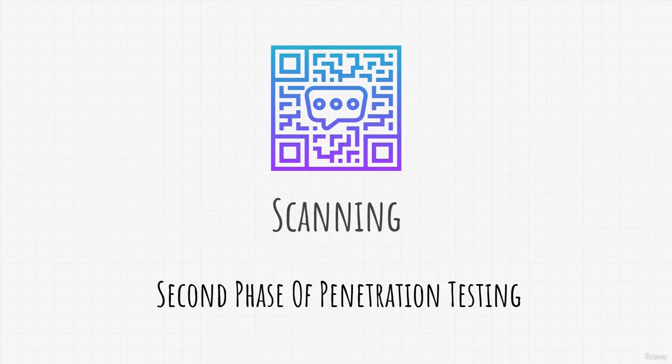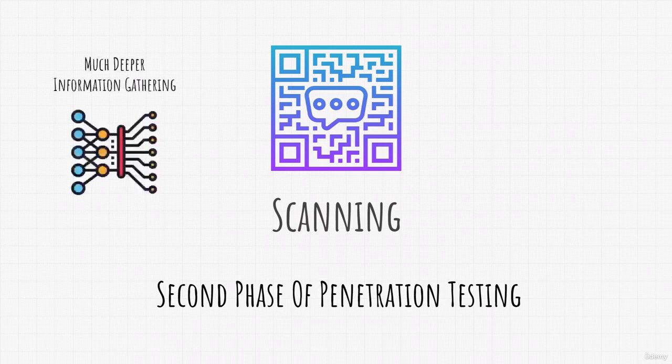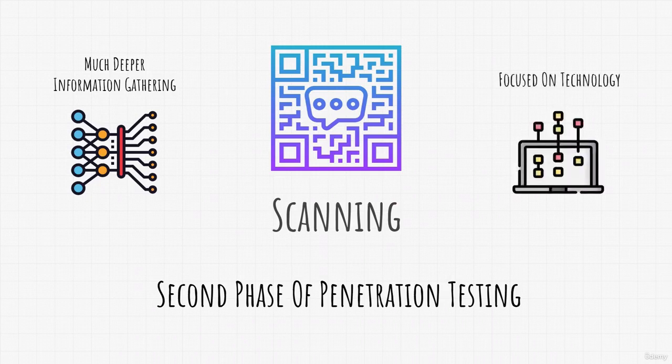Now, the difference between information gathering and scanning is that scanning is performed on a much deeper level. And also, while in the first phase we gathered all kinds of information such as emails, phone numbers and a bunch of other things, in scanning we are mainly focused on the technology side. So we want to find out as much as we can about our target's technical aspect. We're going to talk in just a second about what exactly we are looking for in this stage and what the goals of this stage are.